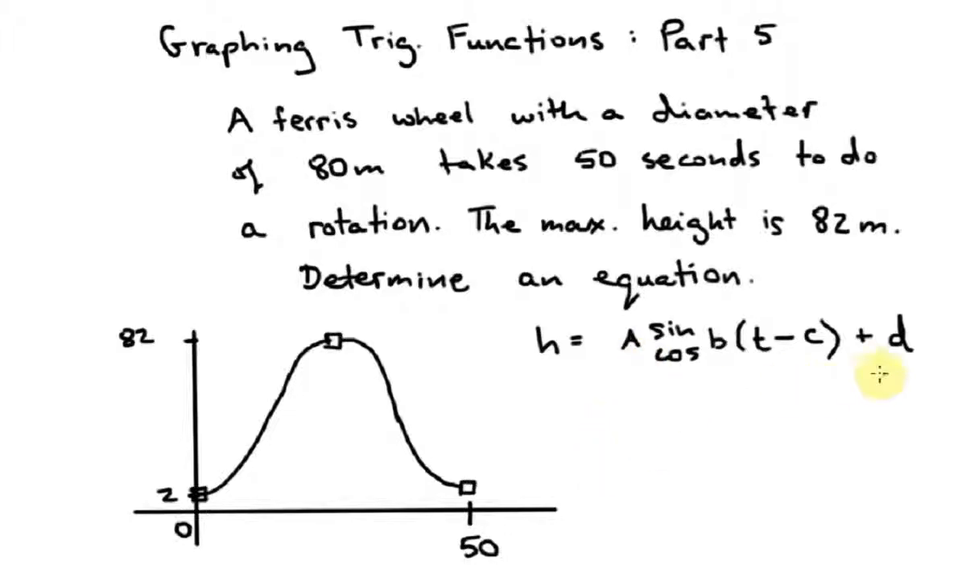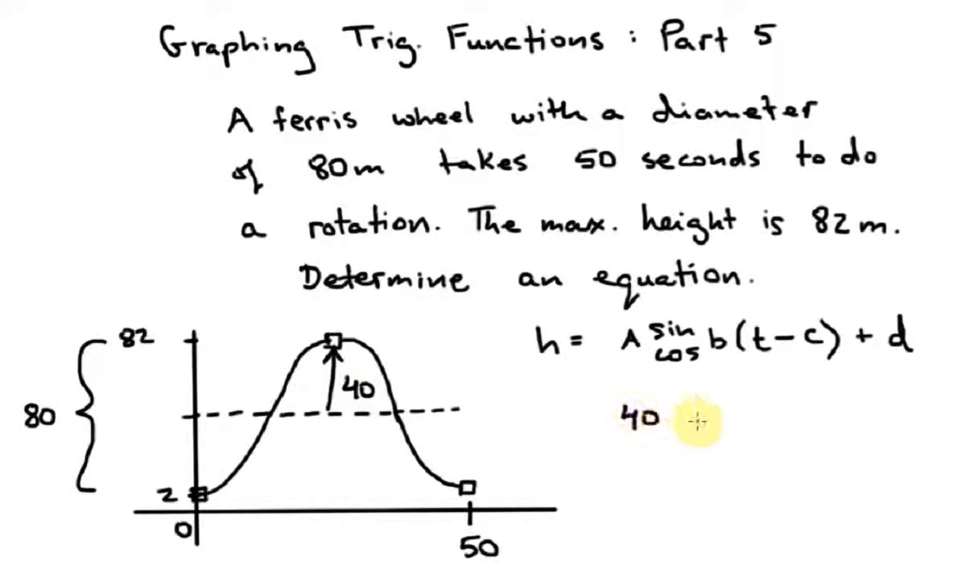The easiest two are the vertical shift and the amplitude. So let's figure out where the middle line is. If your maximum is 82 and your minimum is 2, and you have to be an equal distance above and below, the easiest thing to do is figure out my total distance from my maximum to my minimum. That would be 80. If I split that in half, the amplitude must be 40. So it's pretty easy to get A. Yep, that's 40.